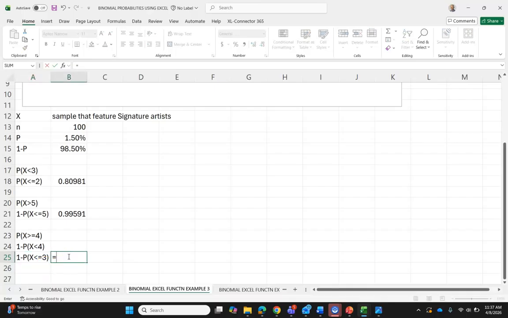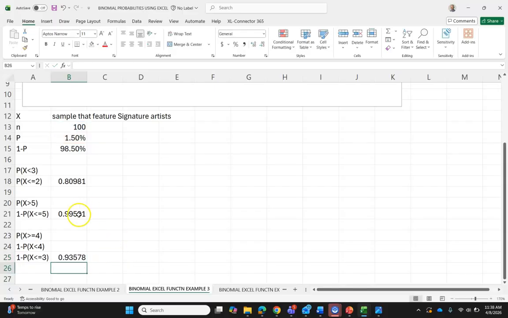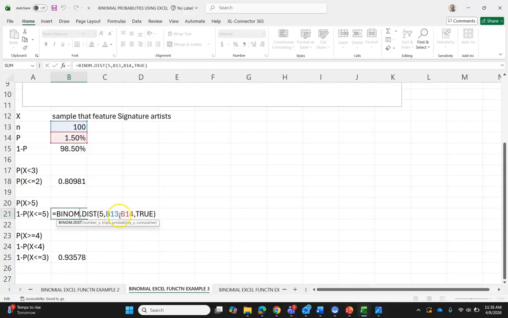Then we use the same function: we put an equal sign, binom dist, and in this case we put 3, then the number of trials, which is 100, and then the probability, which is 1.5%. This is also cumulative, so it's true. Close the bracket and enter. Let me see here. Yes, we did the same, everything, the n and the probability.